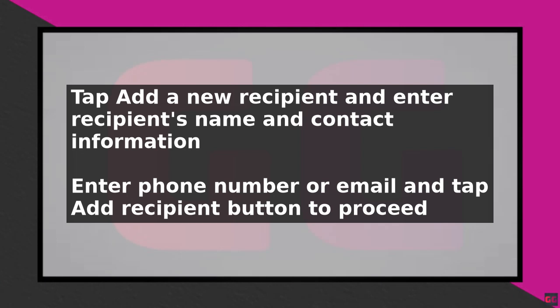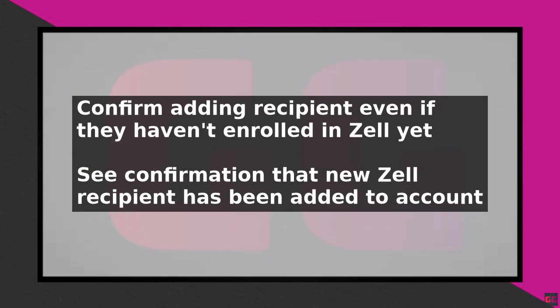Enter the new recipient's name and contact information, which can be a phone number or email, and then tap the Add Recipient button. Capital One will warn you if the recipient hasn't enrolled in Zelle yet, but you can confirm and continue. Once you've completed these steps, you'll see a confirmation that the new Zelle recipient has been added to your Capital One account.